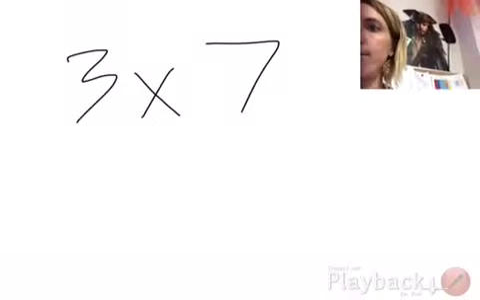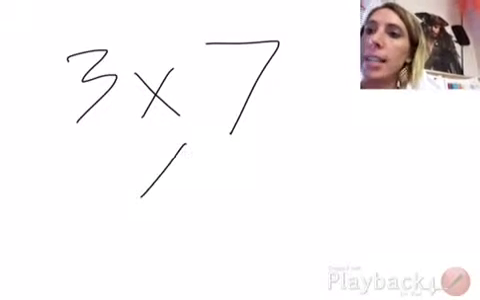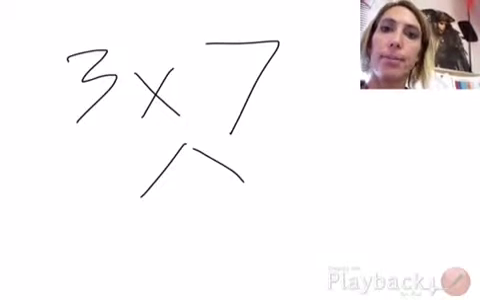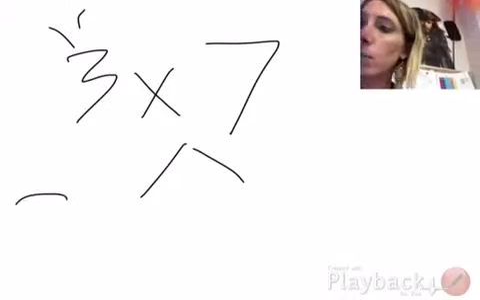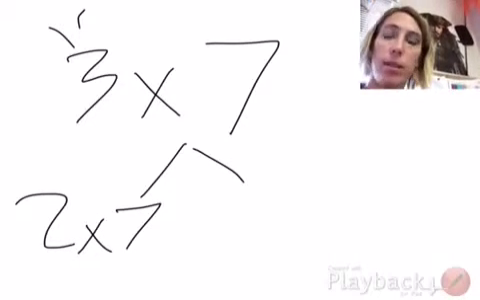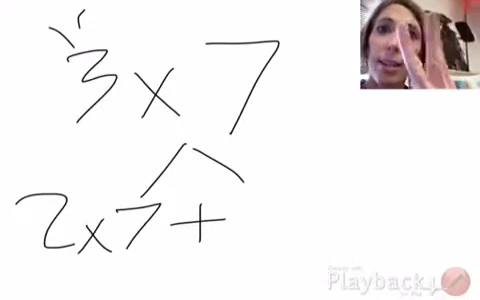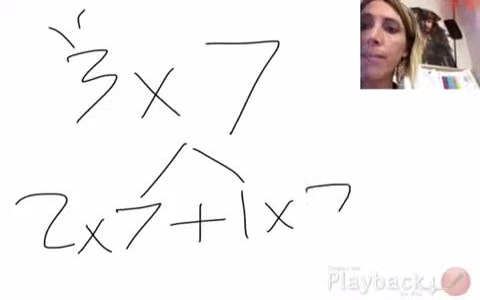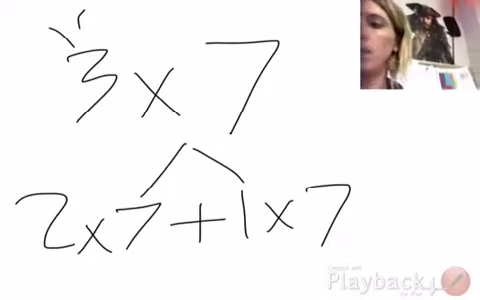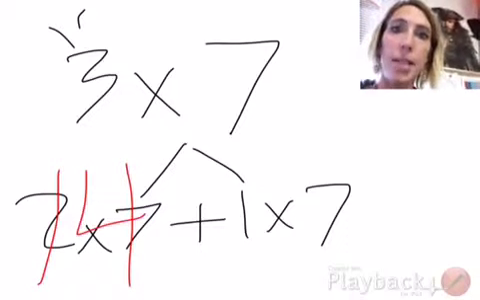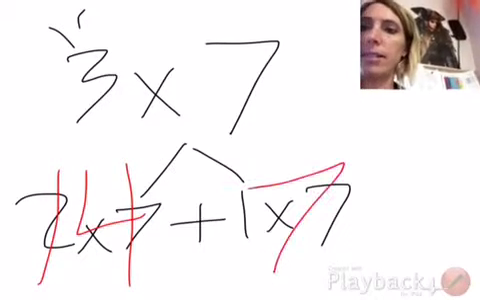All right, one more of those. Let's do a 3 times 7. Okay, split it up. Try it yourself. We see a 3. We want it to be a 2. 2 of the 7s. But we want 3. So we need one more of them. Okay, 2 times 7 is 14. 1 times 7 is 7.